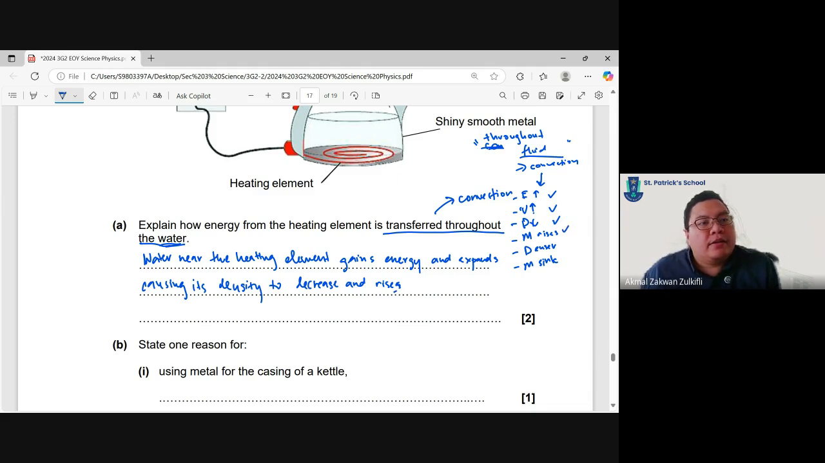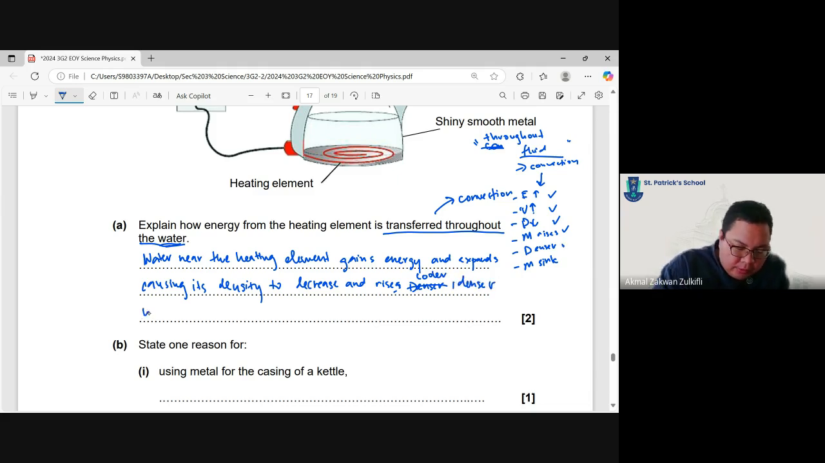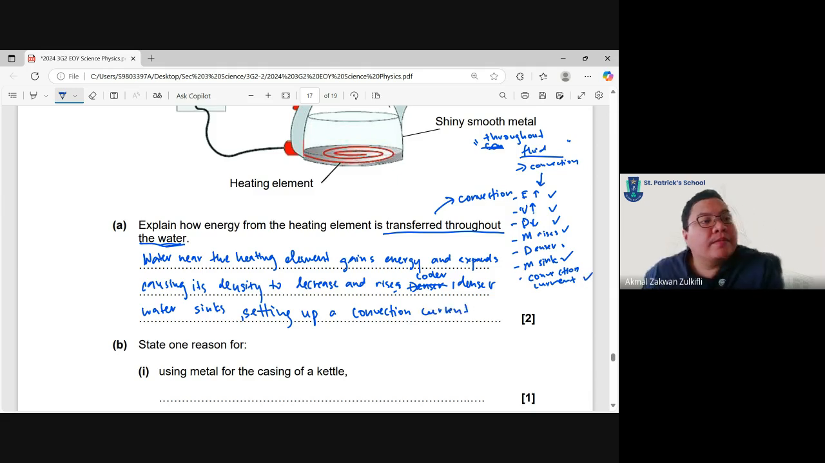Then you say the cooler, denser water sinks, setting up a convection current. The last one you need to talk about is convection current. They might want you to mention the word convection current. Either 2 or 3 marks, you have it now.